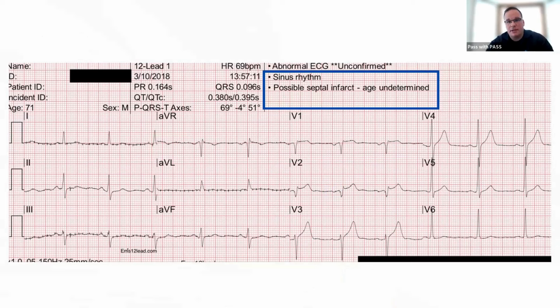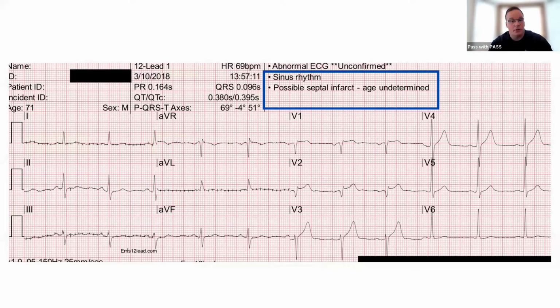Now, the thing about pathological Q waves, we always used to teach in paramedic school that if the patient has a transmural wall MI, they will always have a pathological Q wave left behind. Remember, a transmural wall MI is when that MI or that infarct extends through the full thickness of the left ventricle. So the innermost lining of the left ventricle to the outermost lining of the left ventricle, that infarct extends through all of it. That is a transmural wall MI.